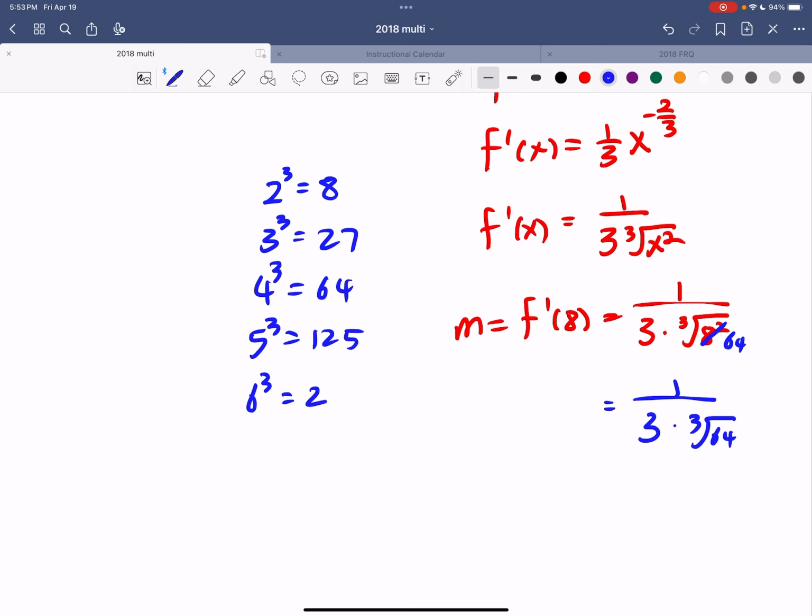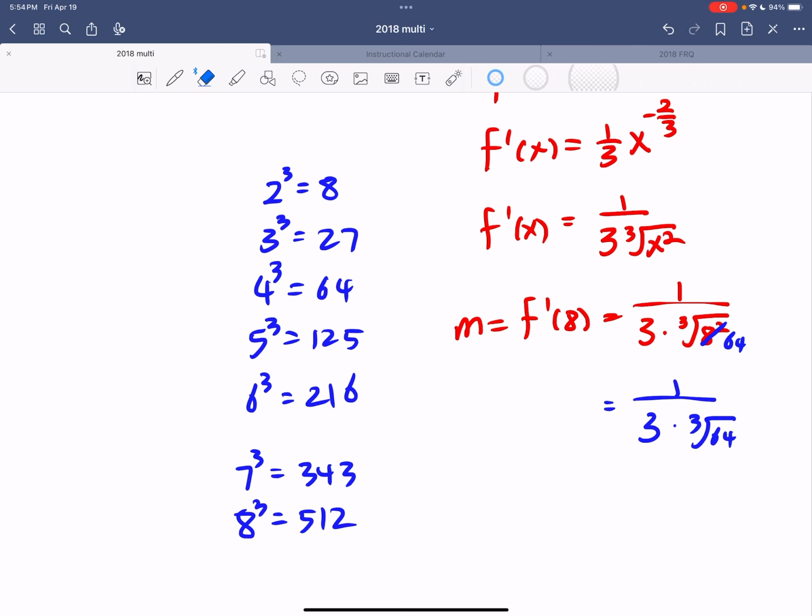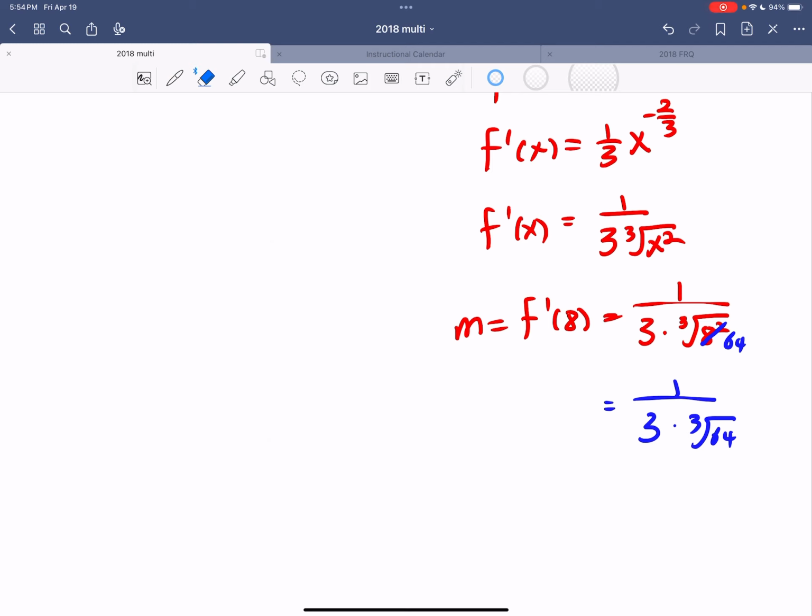I recommend you memorize until 6, but if you can do more, you can do it like that. How do I memorize this? Because I was teaching algebra 2 forever, so that's how I memorized until 8. I mean, I think I know 9, but I don't want to do it because I don't want to make a mistake. I think it's 7, 12, but who knows? I could make a mistake.